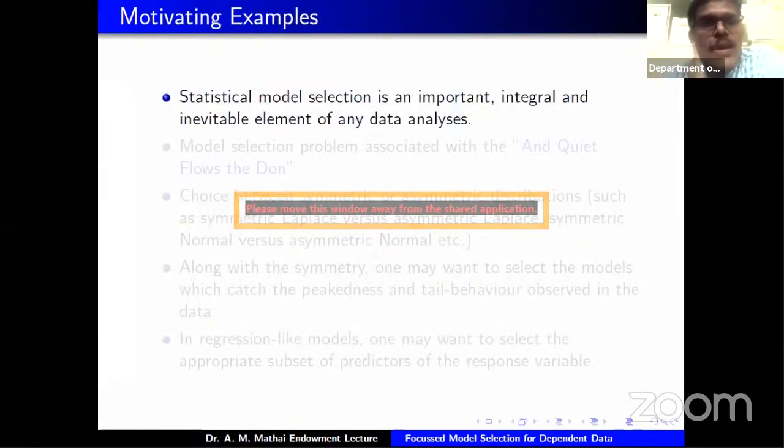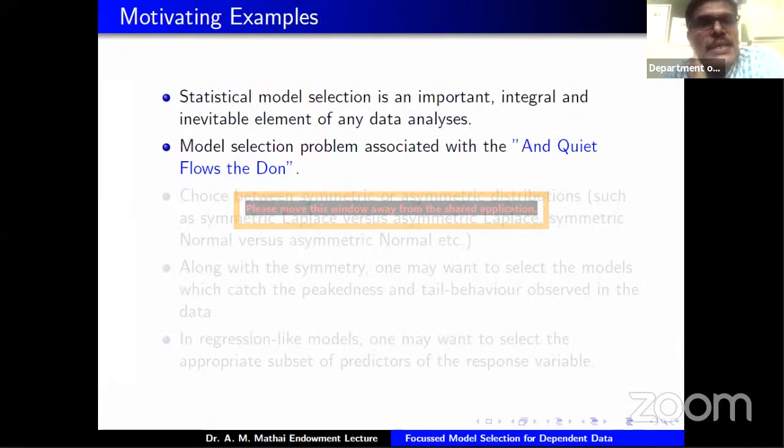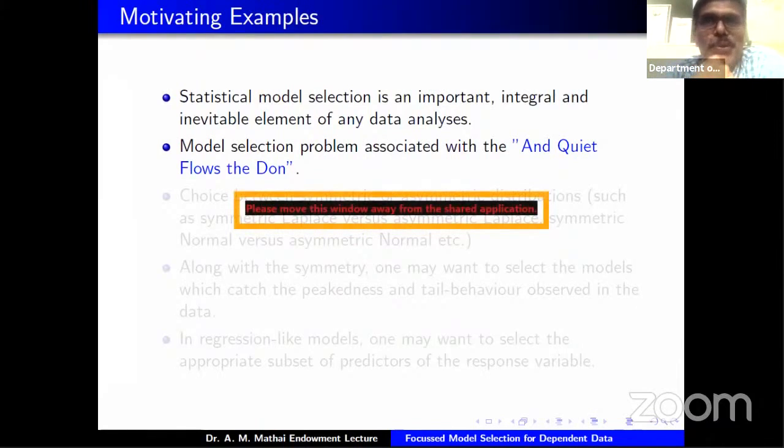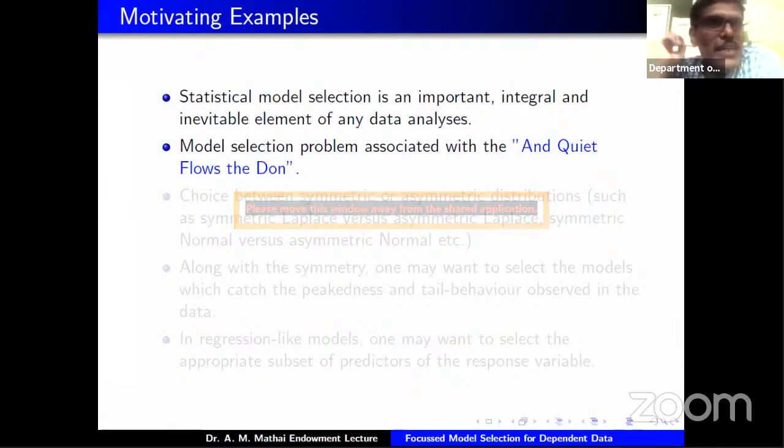So statistical model selection is an important, integral and inevitable element of any data analysis. And perhaps those who have read Claeskens and Hjort's book, at least the first chapter on model selection and model averaging, might have seen this example, which I like very much: the authorship detection, the great controversy of this particular novel, And Quiet Flows the Don, written by Mikhail Sholokhov.